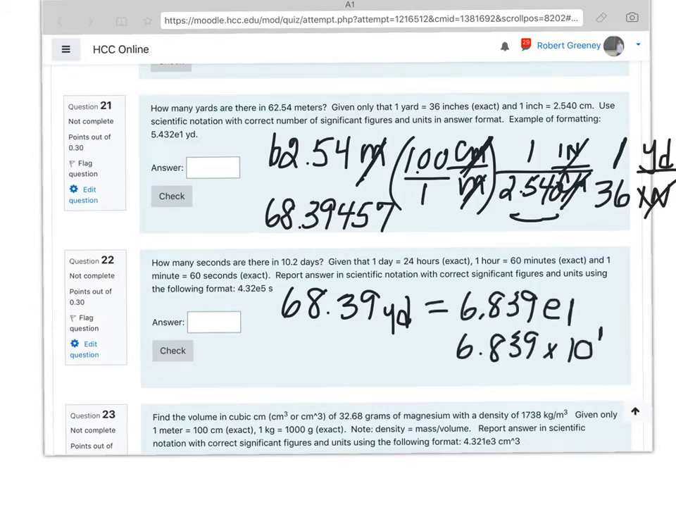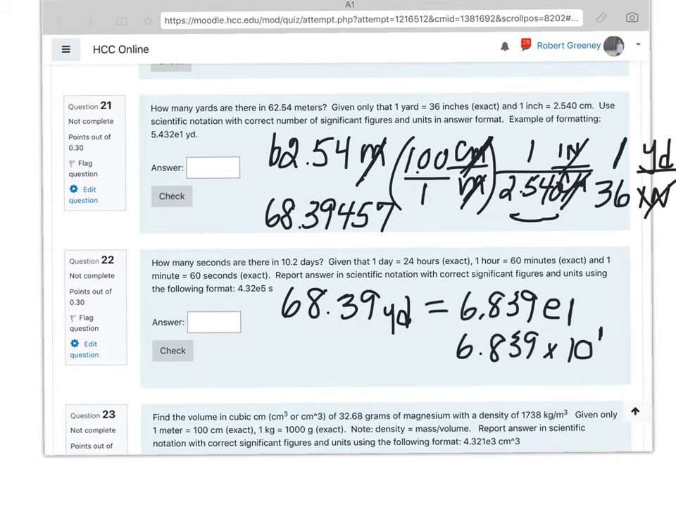Oops, I just noticed that it's asking for the answer in scientific notation with the right significant figures in units. So the 68.35, if we put that into scientific notation using this formatting, we would have 6.839 E1. And remember, the E1 means 6.839 times 10 to the 1.